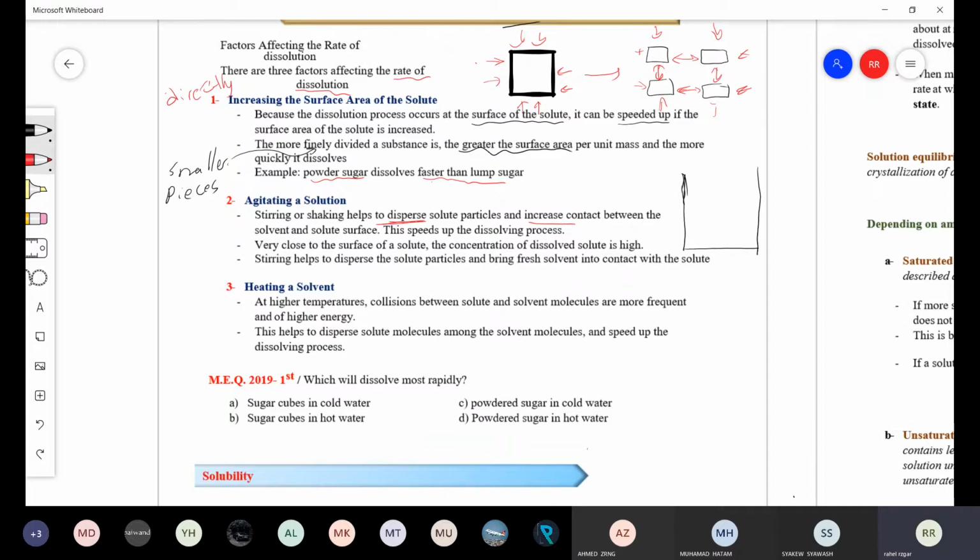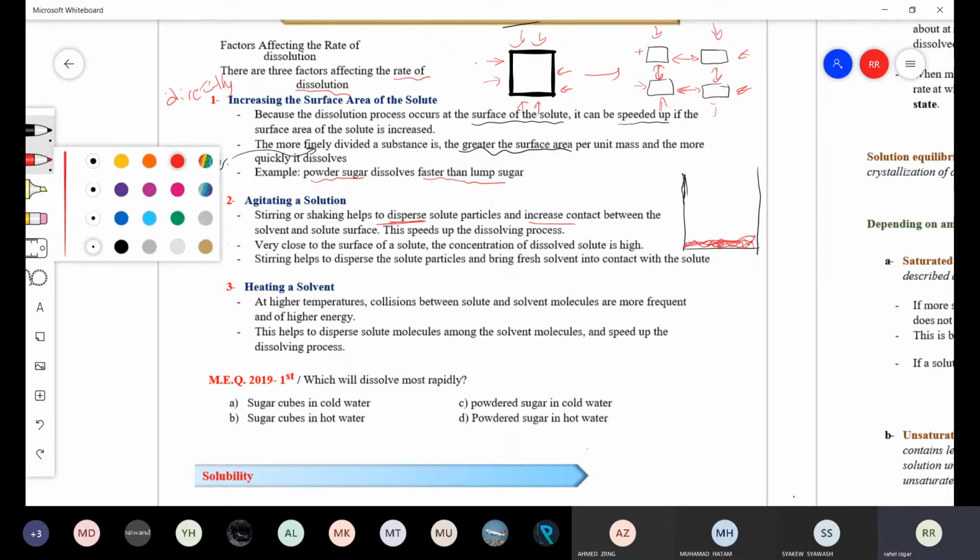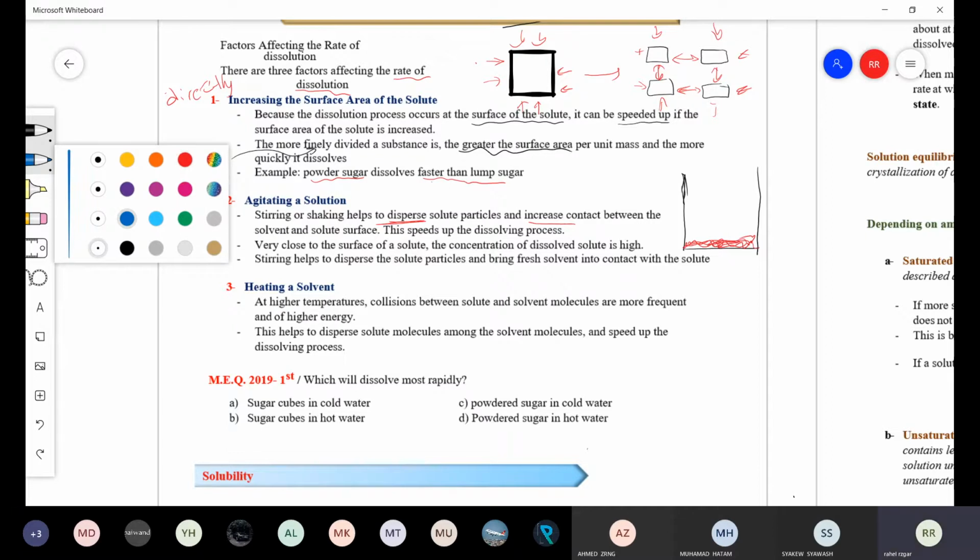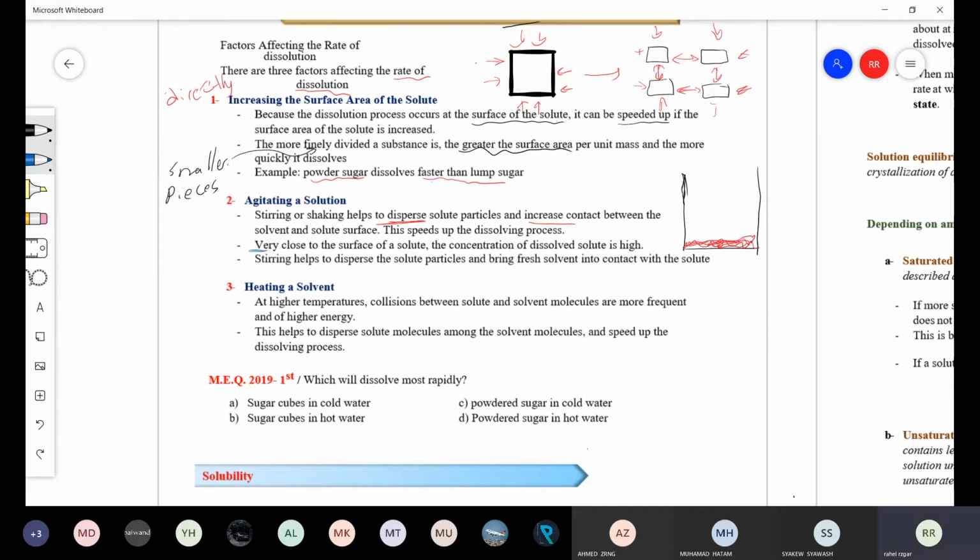This is a container. We have some sugar put into this container. All right, this is some sugar. It's not dissolved yet. If we leave it like this, some will dissolve. Look at the second point.